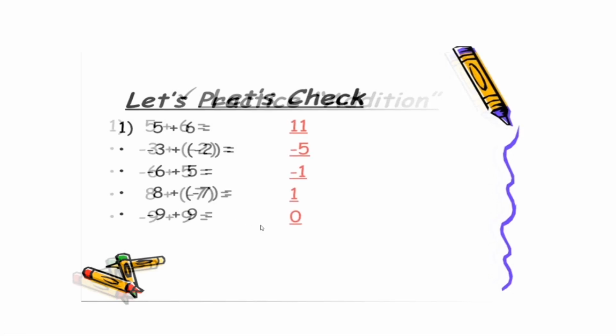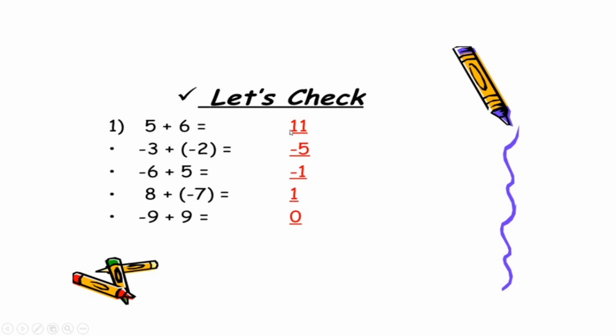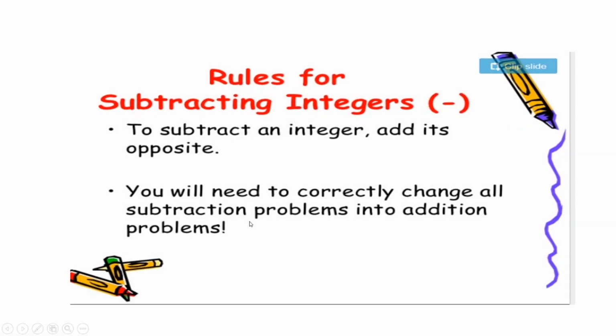Let us check our answers. Here 5 plus 6 equal to 11. Minus 3 plus minus 2 is equal to minus 5. Minus 6 plus 5 is equal to minus 1. 8 minus 7 is equal to 1. Minus 9 plus 9 is equal to 0.